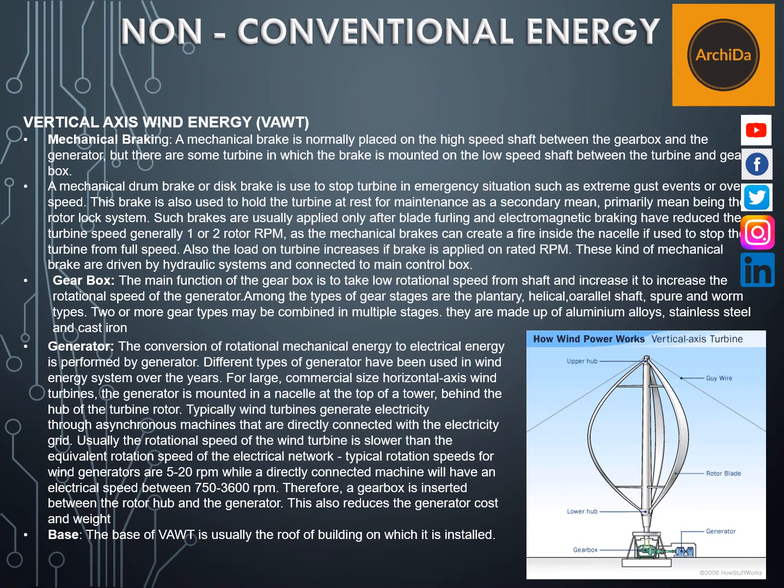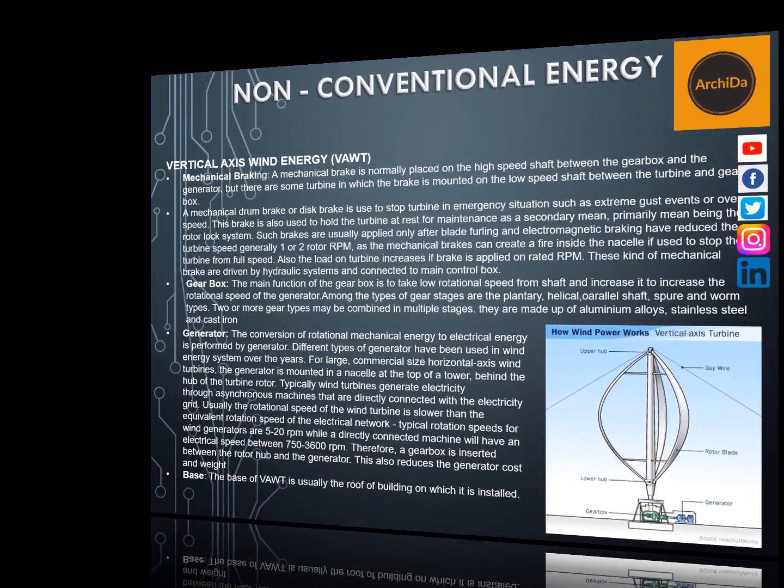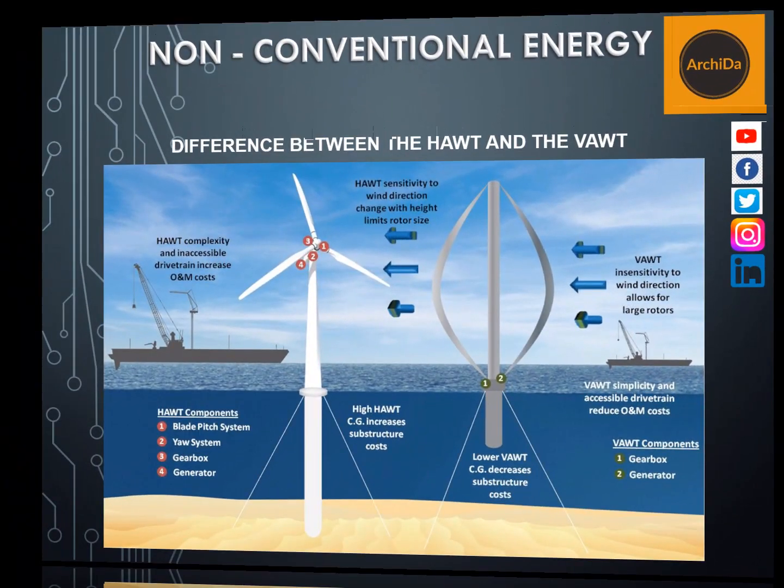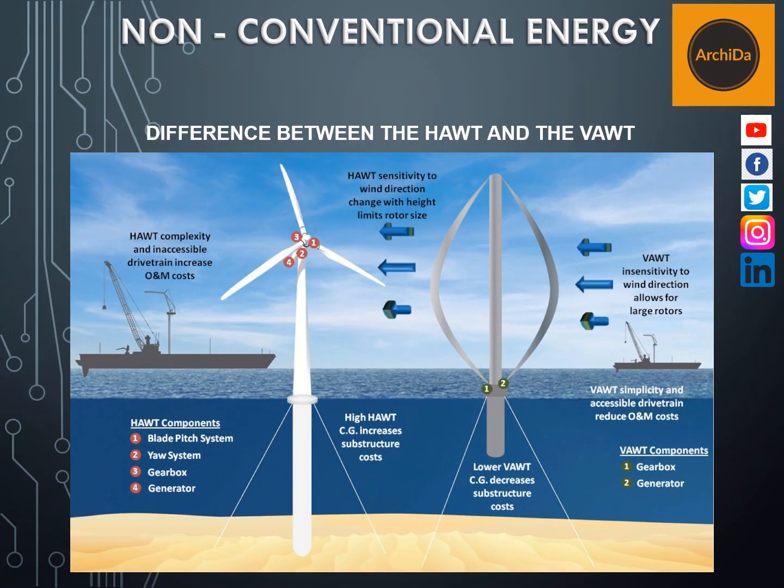This is just a continuation of the explanation of the different parts of a vertical axis wind turbine. This shows the comparison between a HAWT, or horizontal axis wind turbine, or your windmill, and the vertical axis wind turbine.